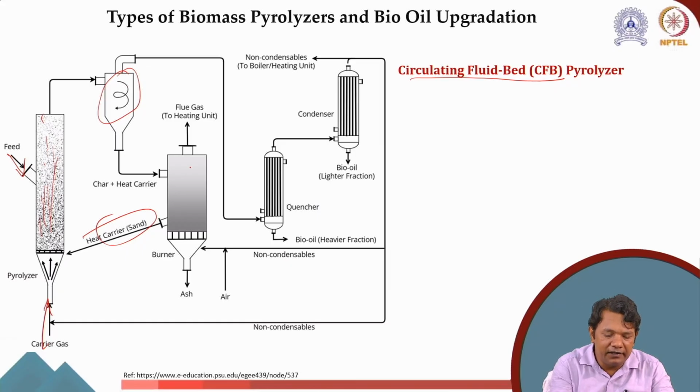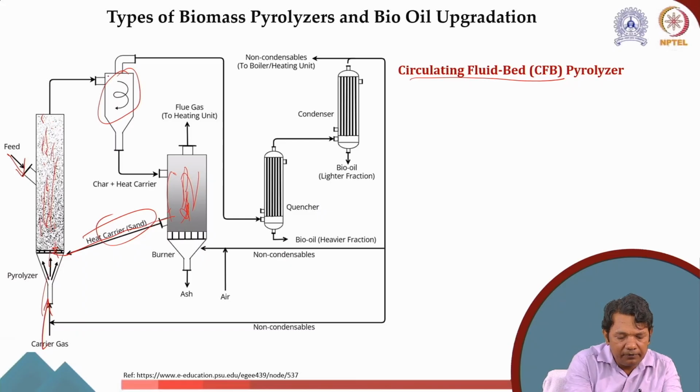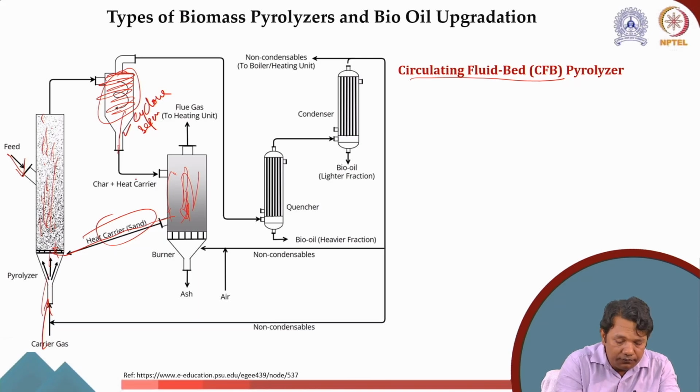But here the heat is going through another path. We have sand here, or any other heat carrier. This is heated and goes in here. The carrier gas takes the sand and biomass. After fluidization, the sand comes here, and when it hits the walls of this cyclone separator, the particles will fall down. The char and heat carrier, the sand, will come here, and the particulate matter free vapors will go here.